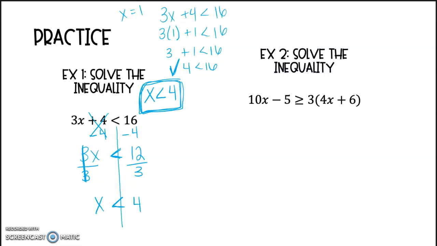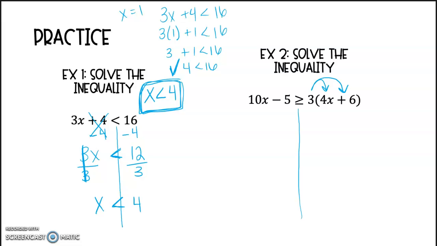All right, example number 2, solving this inequality. So first off, I see on the right side some parentheses. It looks like I'm going to have to distribute. So I'm going to distribute this 3 to both terms inside of those parentheses. Before I do that, I'm going to draw that line so I don't forget.